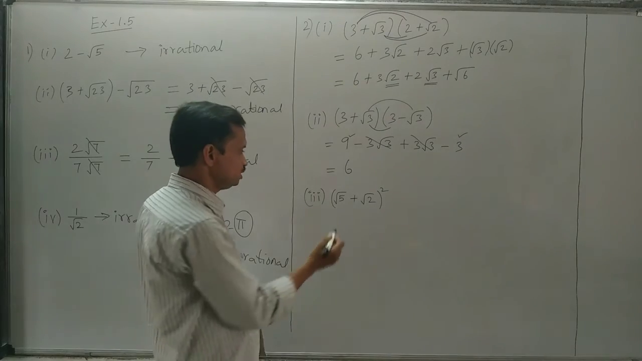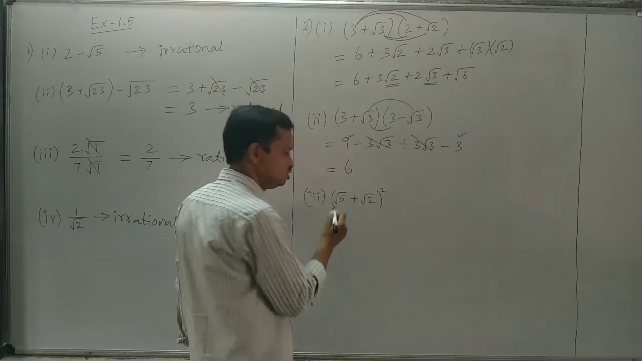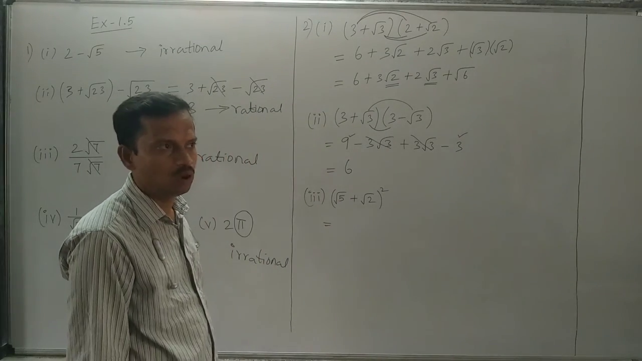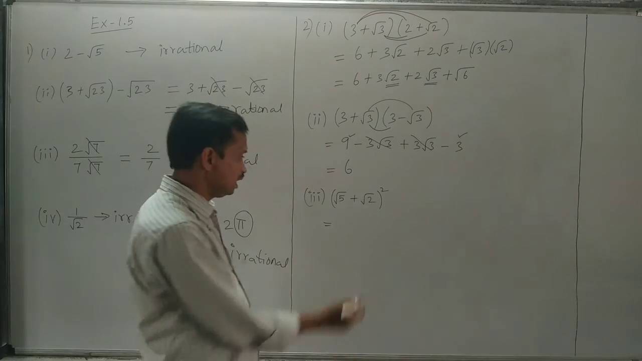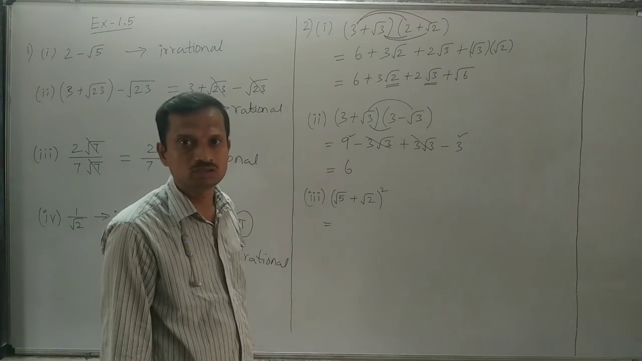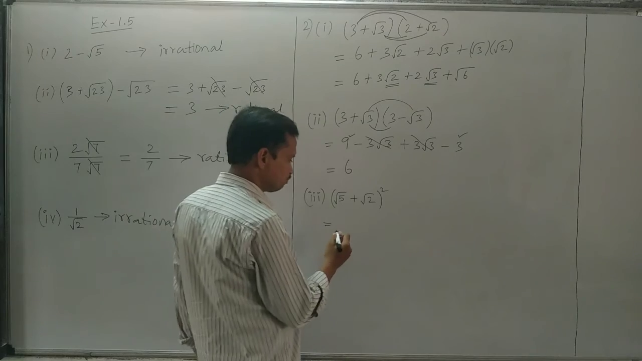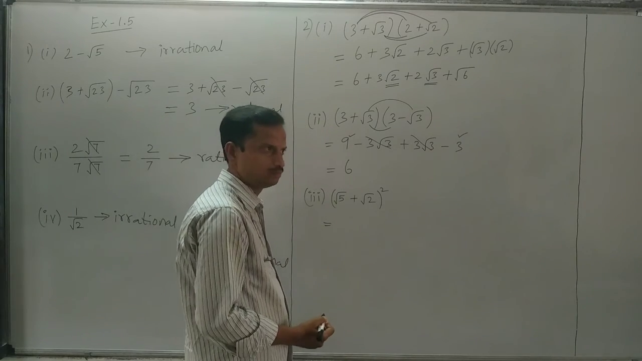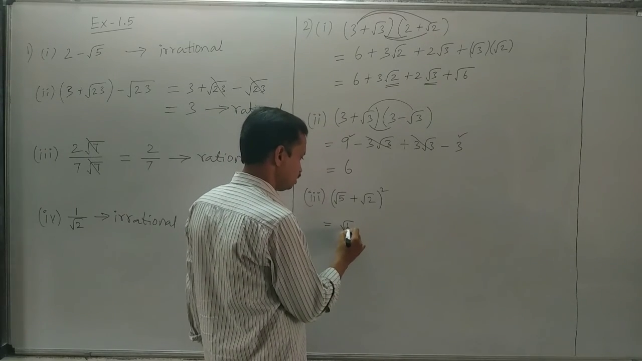Clear? And now coming to this one, this is in the form of a plus b whole square, where a is root 5 and b is root 2. So you just apply the a plus b whole square identity. So a is root 5.